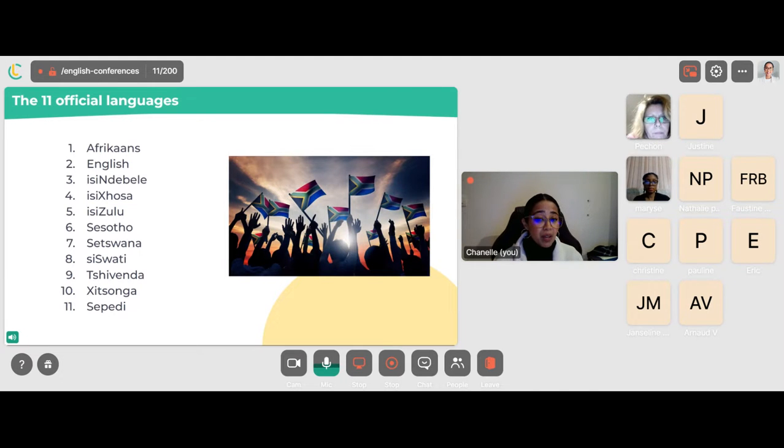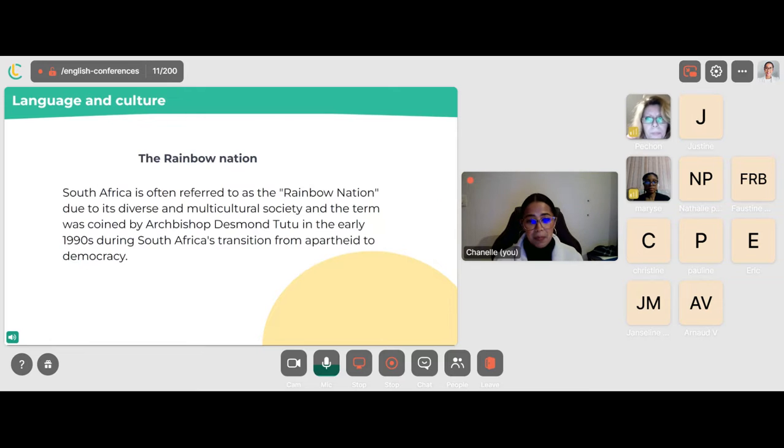So in number one, we've got Afrikaans. We then have English. We have isiNdebele. We have isiXhosa. We have isiZulu. We have Sesotho, Setswana, Siswati, Tshivenda, Tsonga, and Sepedi. And those are the 11 official languages of South Africa.